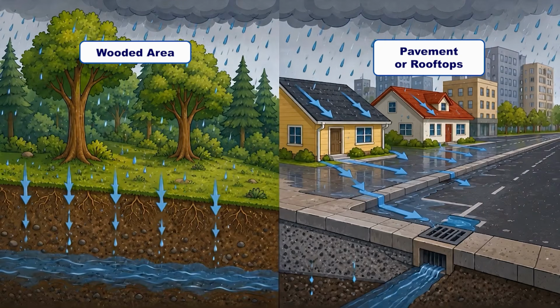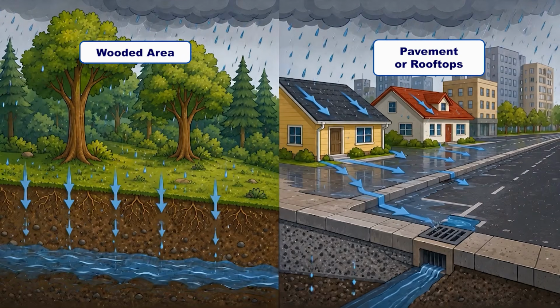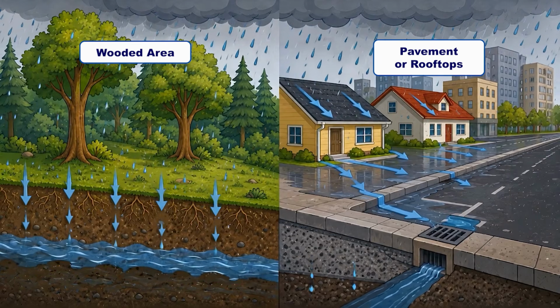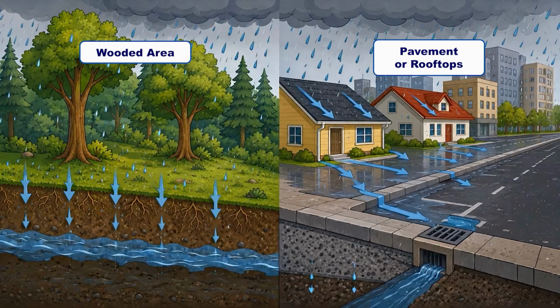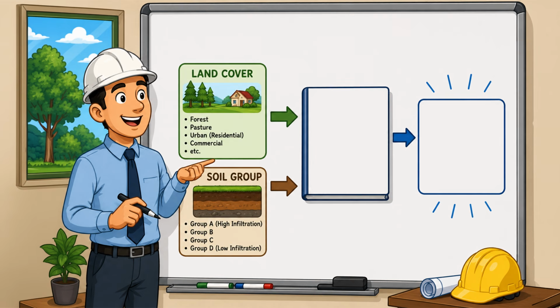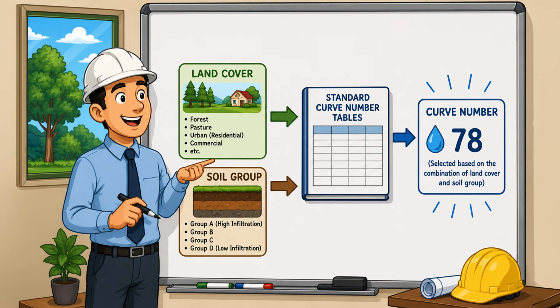A wooded area may allow more rainfall to soak into the ground, while pavement or rooftops will produce much more runoff. The second piece of information is the underlying soil data. Soils are commonly grouped by how quickly they allow water to infiltrate. Some soils drain very well, while others absorb water slowly and generate more runoff. Once the land cover and soil group are known, they are used together to look up the corresponding curve number value from standard curve number tables.